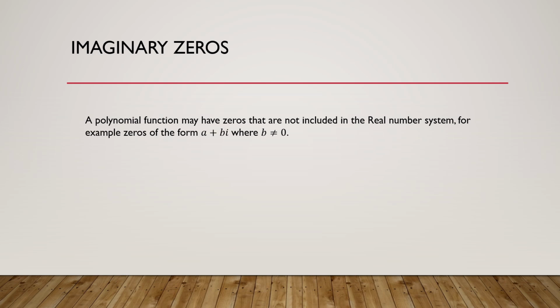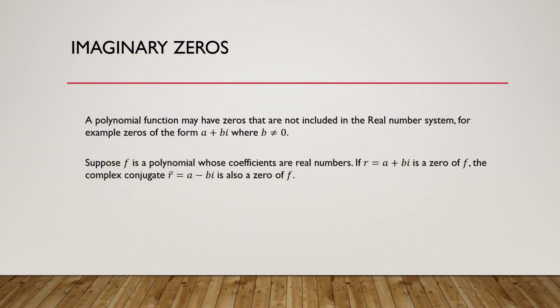A polynomial function may have zeros that are not included in the real number system. For example, zeros of the form a plus bi, where b is not equal to 0. Suppose f is a polynomial whose coefficients are real numbers. If r equals a plus bi is a zero of f, the complex conjugate r equals a minus bi is also a zero of f. A polynomial function f of odd degree with real coefficients has at least one real zero.